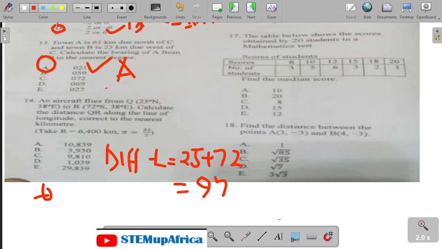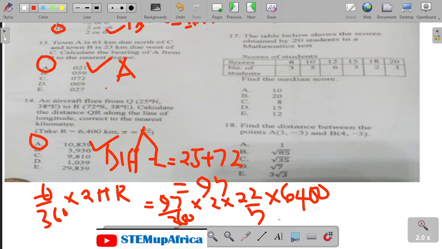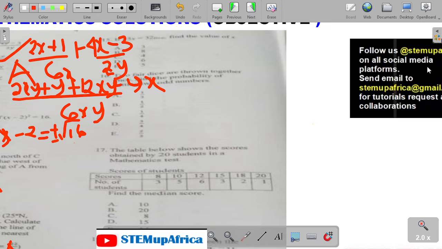So we're having theta over 360 times 2 pi r, which is 97 over 360 times 2 times 22 over 7 times 6400. If I multiply and divide, what will I have? 97 times 2 times 22 times 6400 divided by 2520. That will give us 10839, which is option A. 14 is A.